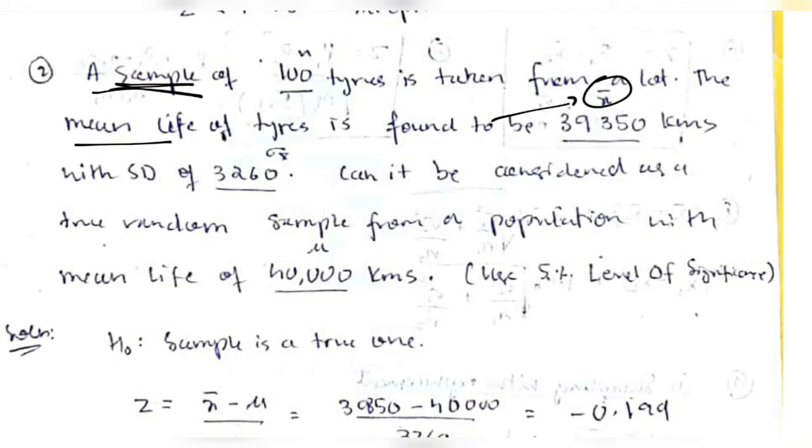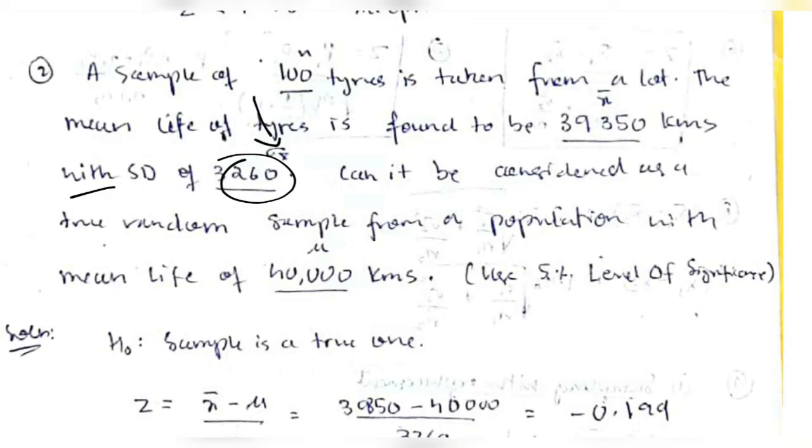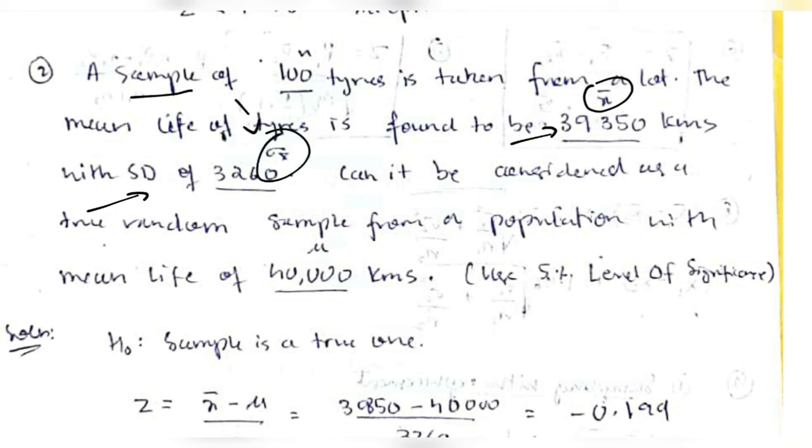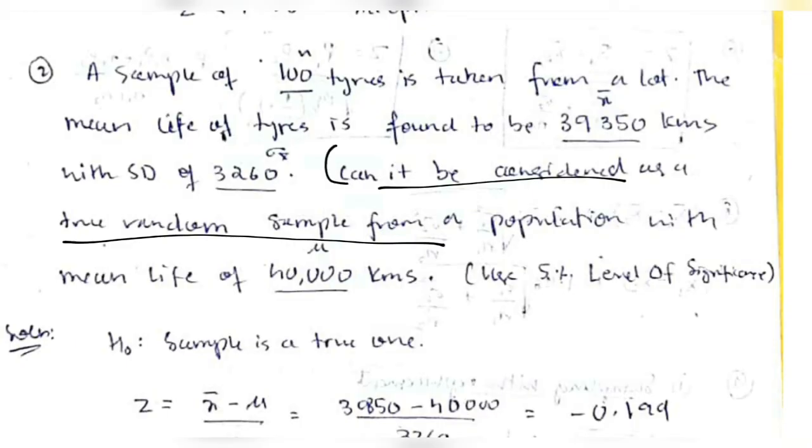So there we'll be writing x bar, then with a standard deviation of 3260. So this is the sigma x bar. Observe carefully: for the sample you will write x bar for the mean, and for the standard deviation you will write sigma x bar. Then the question is: can it be considered as a true random sample? This is the hypothesis, and that will be written in H naught.